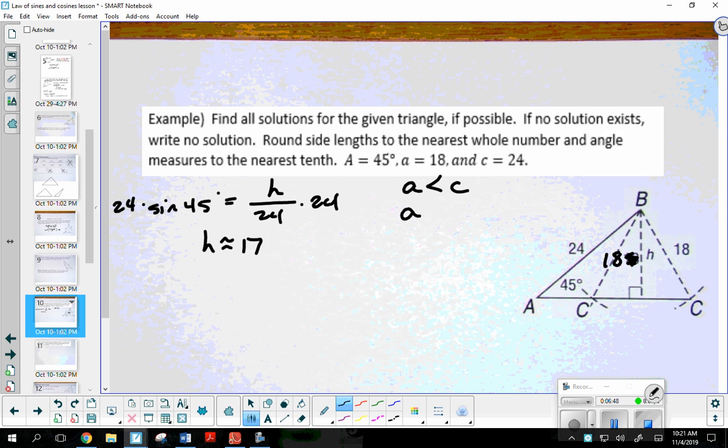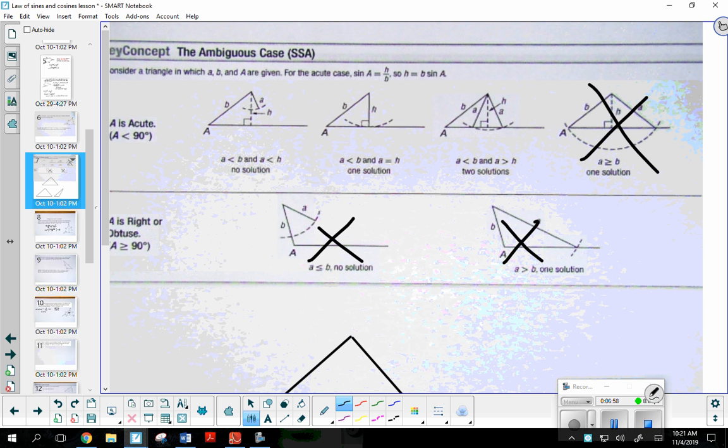So how does side A compare to the height? We have 18 and 17. So A is greater than, right? So now I'm going back to my table with this additional information. A is less than the height. That's not it. A equals the height. It got close. A is greater than. So this is our first example where we have what? We have two triangles. That's exactly right.